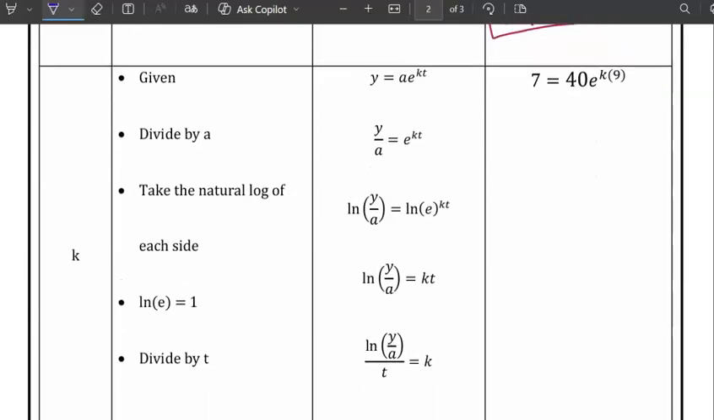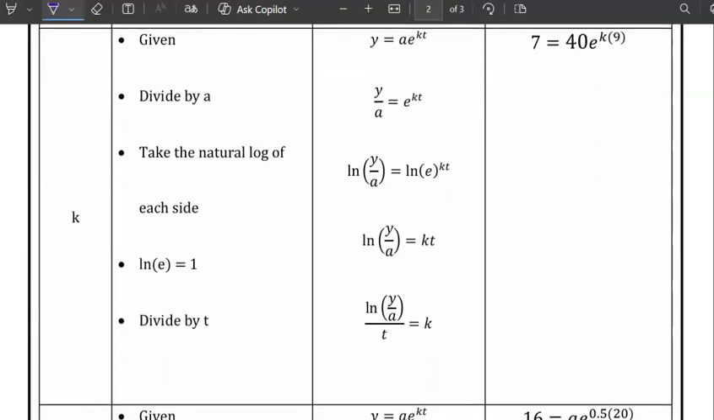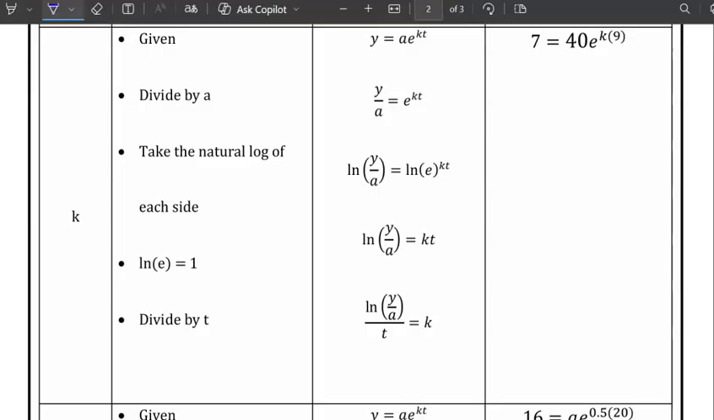Let's use the same equation, but this time we're going to solve for k. First, we're given the equation. In this case, we have 7 equals 40e to the k times 9 power. Divide each side by your a term. We're going to divide each side by 40.